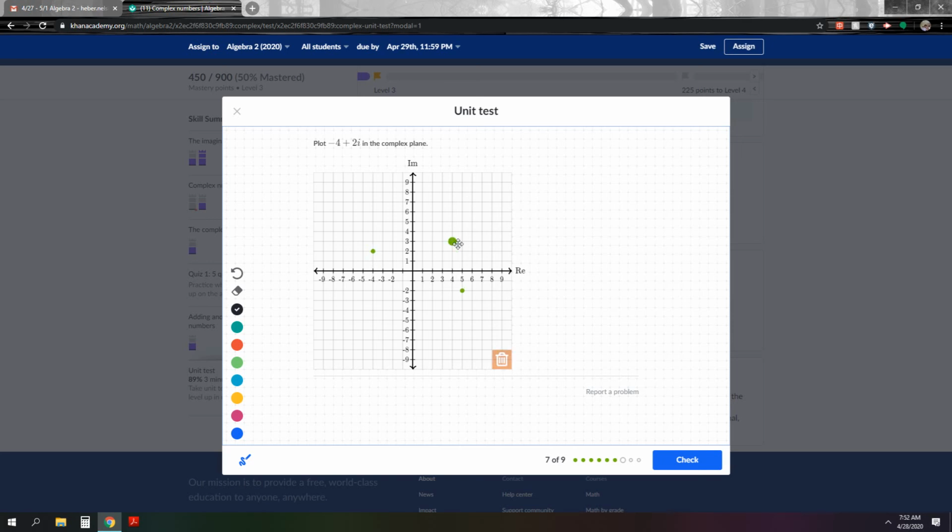Don't do a bunch of points. Just do the point you need. Negative 4 plus 2i.